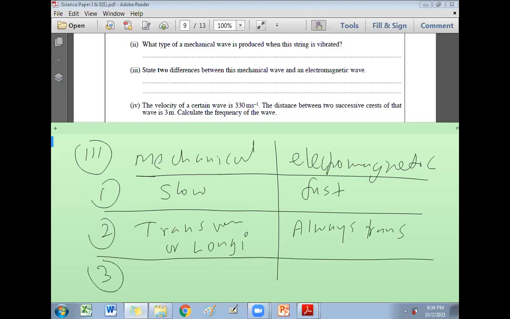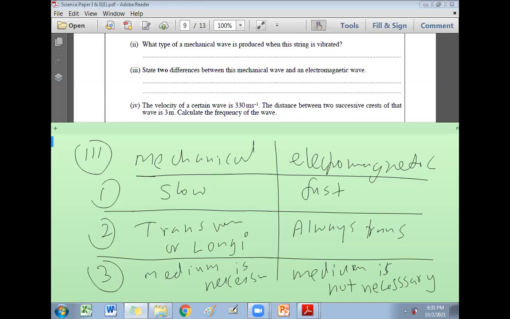Number 3. Mechanical waves, medium is necessary. This one, medium is not necessary. Or else you can write mechanical waves cannot travel through a vacuum. I don't have it specified, you may write that. Mechanical waves cannot travel through a vacuum.